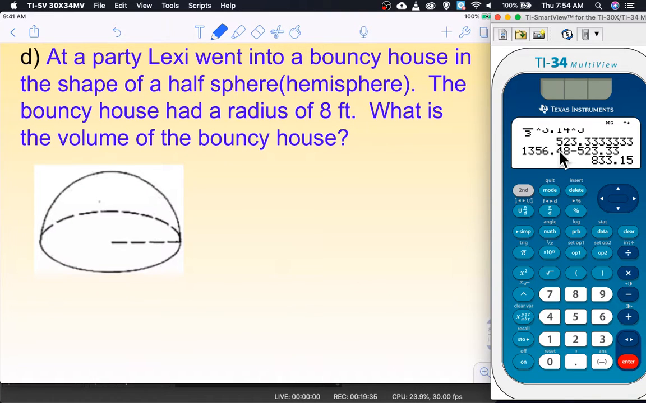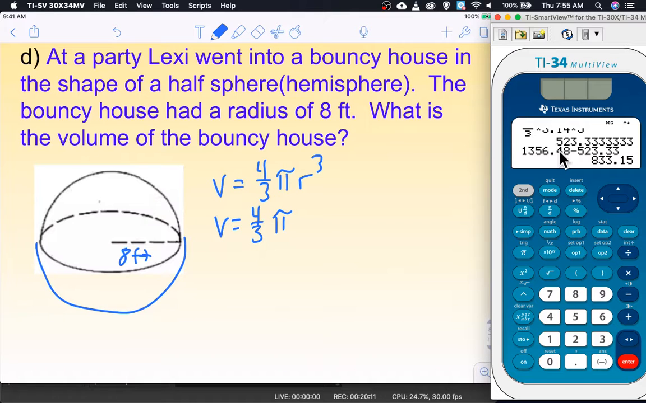So first thing I would do is I would label my radius of 8 feet. And then I would write down my formula. There's no volume of a half sphere, but could we just find the volume of a whole sphere and then cut it in half? Yeah, we can. So volume of a sphere is 4/3 pi r cubed. V equals 4/3 pi, my radius is 8 cubed.